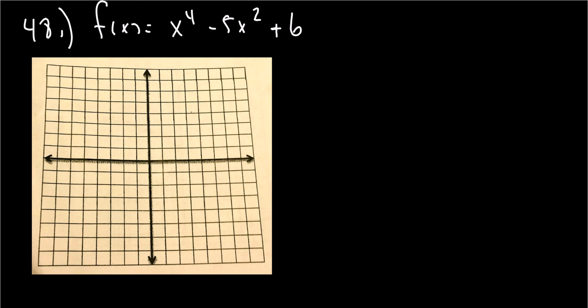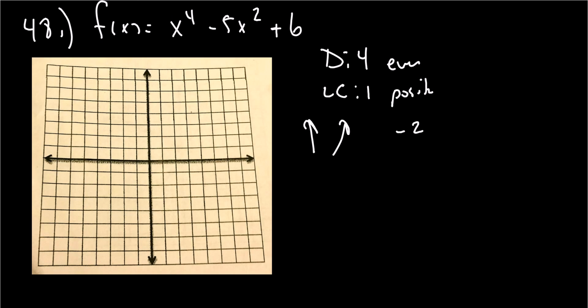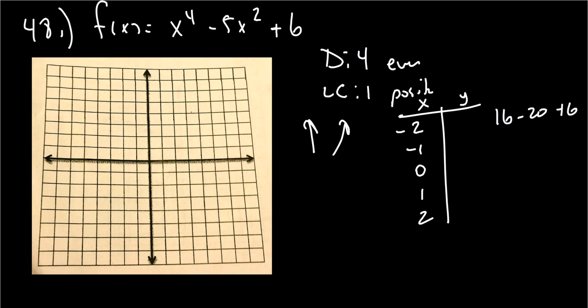Alright, 48. I have degree, which is 4. Leading coefficient, which is 1. So I have even and positive, which means it's going to go up and to the right, up and to the left. I make my XY chart: -2, -1, 0, 1, and 2. I plug it in. -2 to the 4th is positive 16. -2 squared is 4, so it's -20 plus 6. So I get 2.